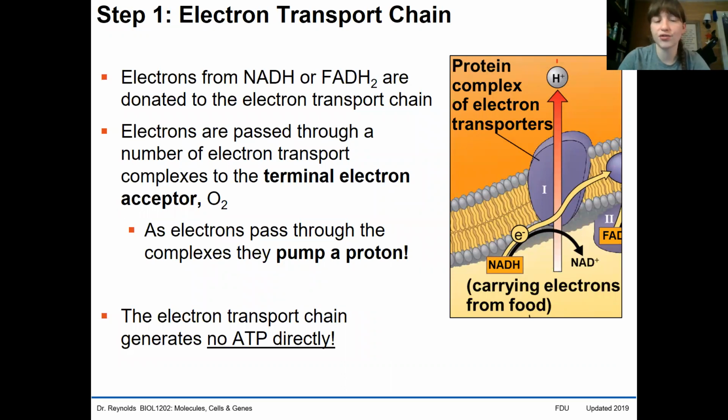In step 1, the electron transport chain, are electron carrier molecules, NADH and FADH2, which are carrying electrons from glucose's breakdown in our first stages of cellular respiration. These are going to actually pass the electrons to a molecule within the electron transport chain. Now, the purpose of that molecule is to accept the electrons and then utilize the energy from those electrons to pump protons. So these electron transport molecules are going to be responsible for pumping protons into the intermembrane space.